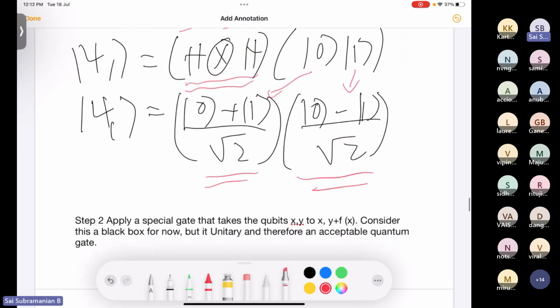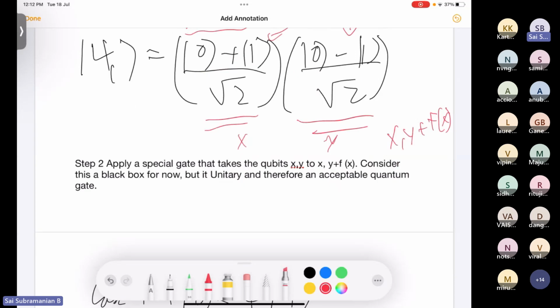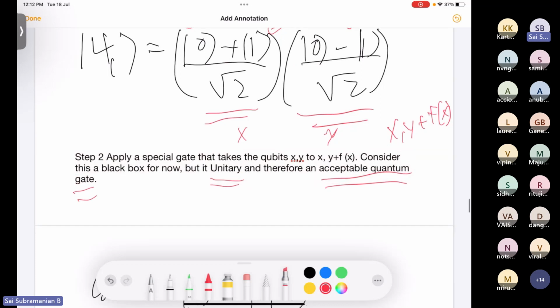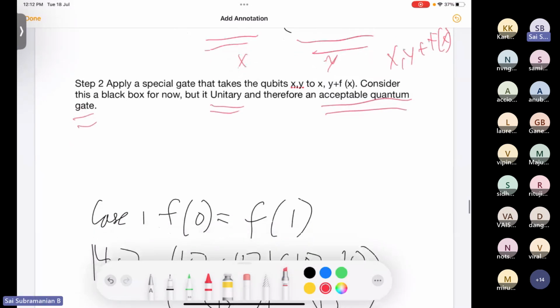Now we apply a special gate that takes these 2 qubits, say this is qubit x and this is qubit y, to x comma y plus f of x. Think of it as a black box for now. I'm not explaining the gate, but you can check it is a unitary operation, and therefore it is an acceptable quantum gate. How exactly we design this quantum gate is not relevant, but what it does is it takes x comma y to x comma y plus f of x.